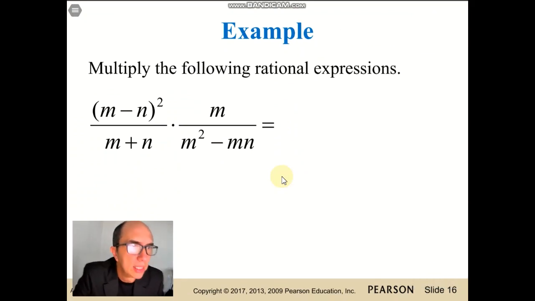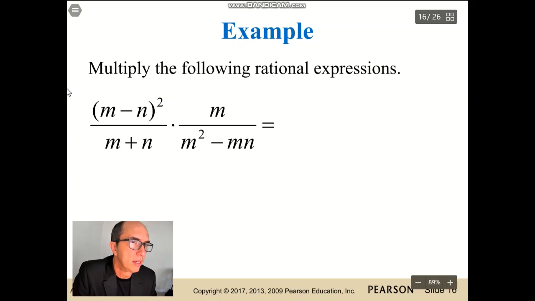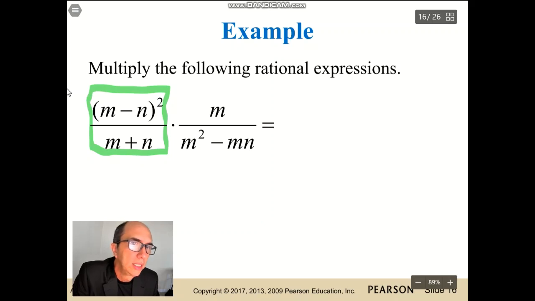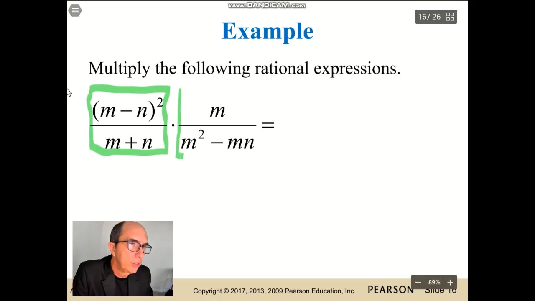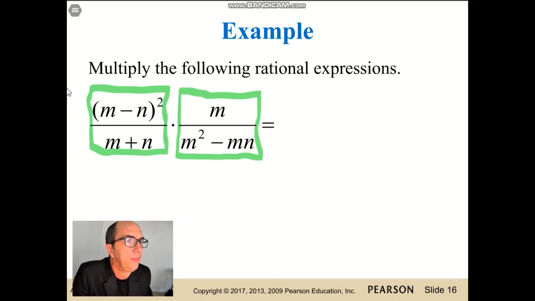Checking out the example that we have here. This is one rational expression: parenthesis m minus n, close the parenthesis, the whole thing squared, over m plus n. And you're going to multiply by another rational expression, this one: m over m squared minus mn.